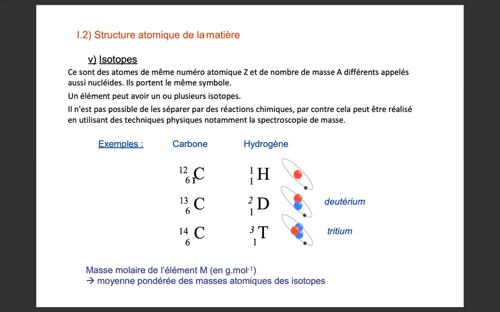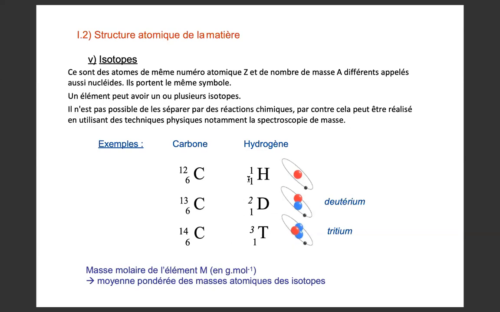So we have different isotopes: carbon 12, carbon 13, carbon 14, and they also have different uses. One is used for radioactive dating, others are used for therapy, and some are used for detecting leakages in different chemical industries.